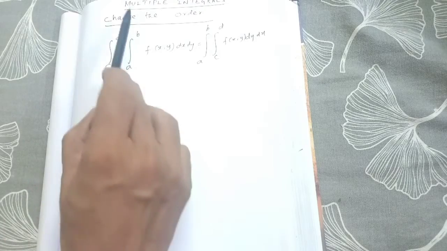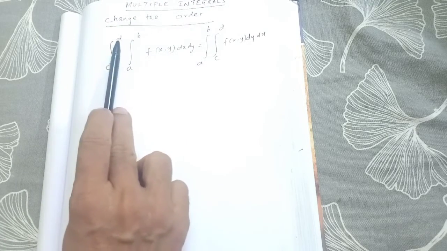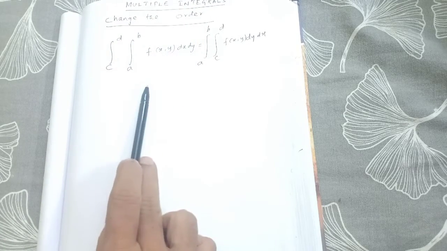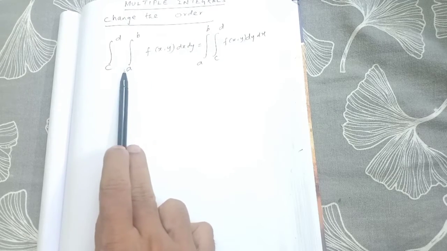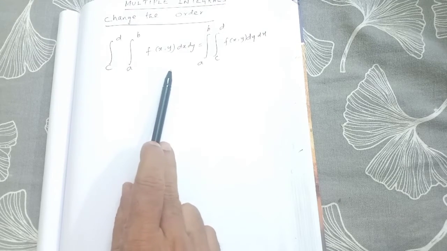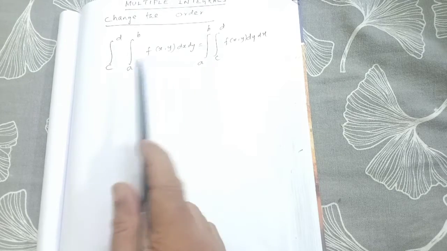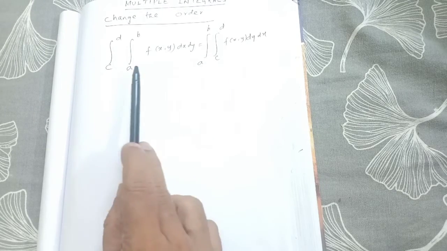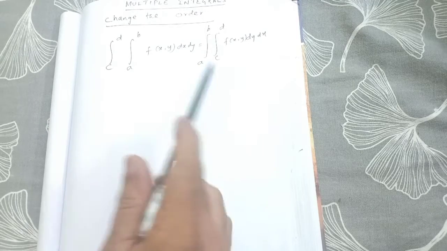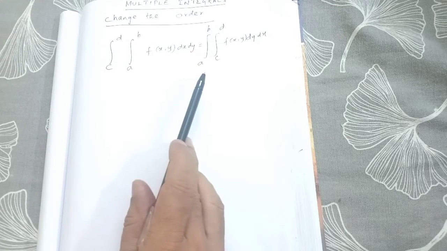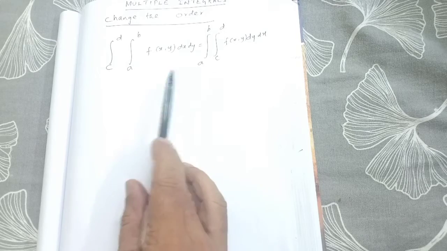Today we are going to see multiple integrals: change of order. If the limits of integration in a double integral are constants, then the order of integration can be changed, provided the relevant limits are taken for the concerned variables.